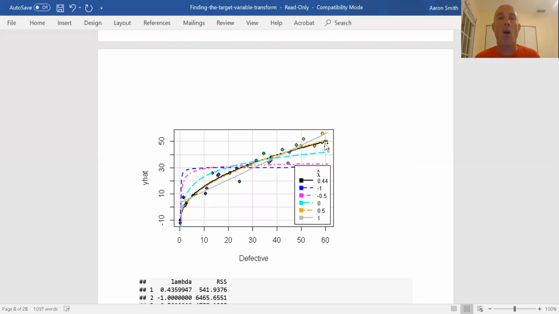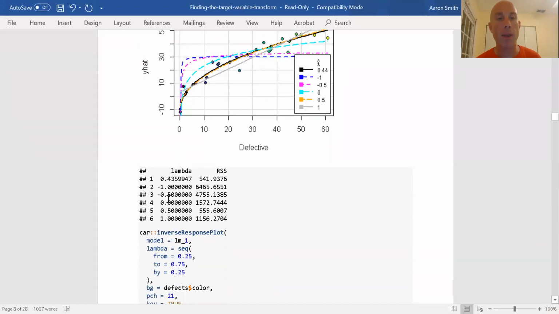I can talk to college algebra students and they'll nod their heads and go with it. But really, people in day-to-day life don't even deal with square roots very often. An exponent of 0.44, I'm kind of feeling like 0.5 would be a better choice. Now here's the lambda value, and here's the residual sum of squares. And we can see that 0.5 has a substantially better value than the others, and 0.44 isn't too far off from 0.5.